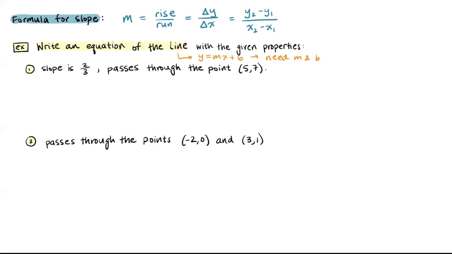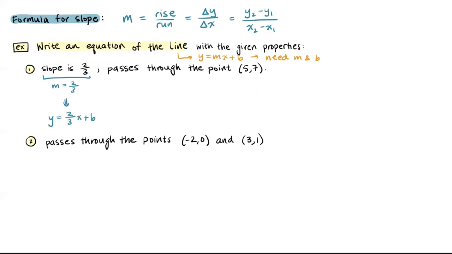Now, in this example, we know that the slope is 2/3. So this is like a freebie. We are already given that m is 2/3. Okay, so what this tells us is that y is equal to 2/3 x plus b. We still need to find b though.